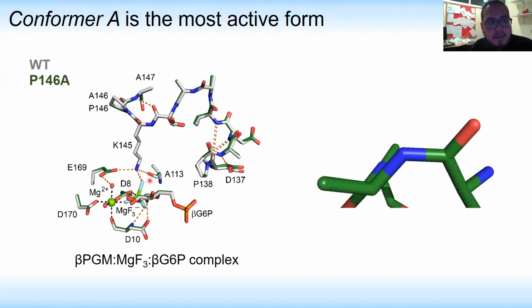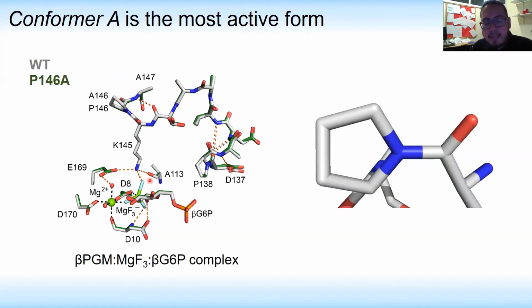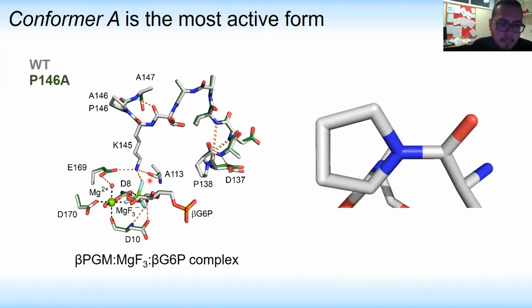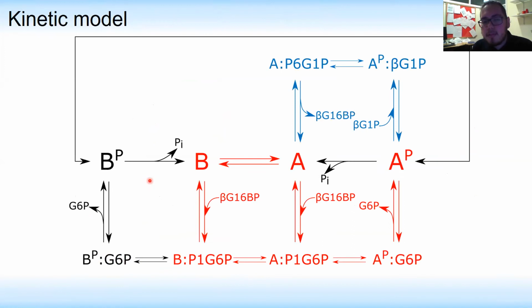That's really also interesting. This means that conformer A is the most active form in PGM, and conformer B is an inactive form. The mutant is active because it can adopt conformer A when G16BP is bound in there. So we come up with this kinetic model to explain the kinetics, the lag phases. Basically, you have the usual catalytic cycle that I told you about. We have phosphoenzyme that binds G1P, generates G16BP, releases G16BP, binds, and transfers the phosphate back to generate G6P.